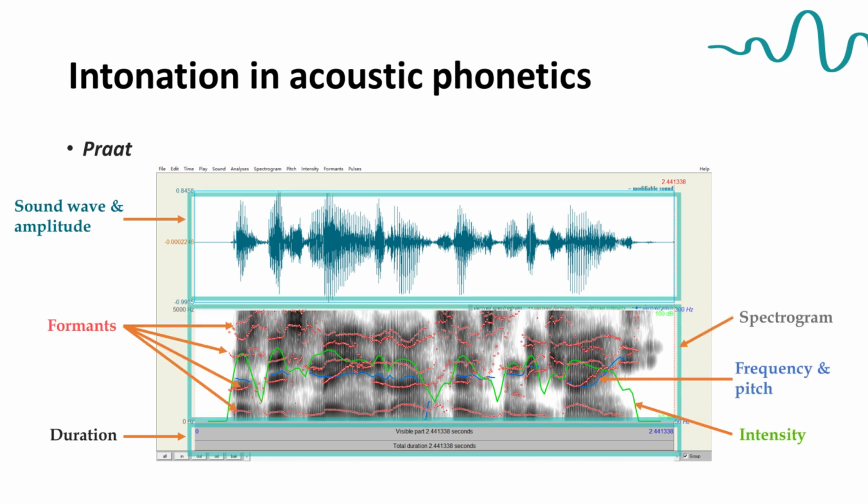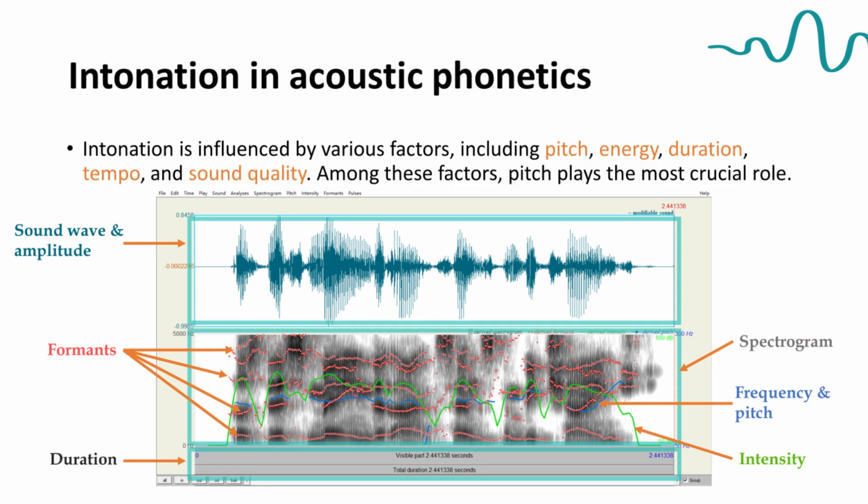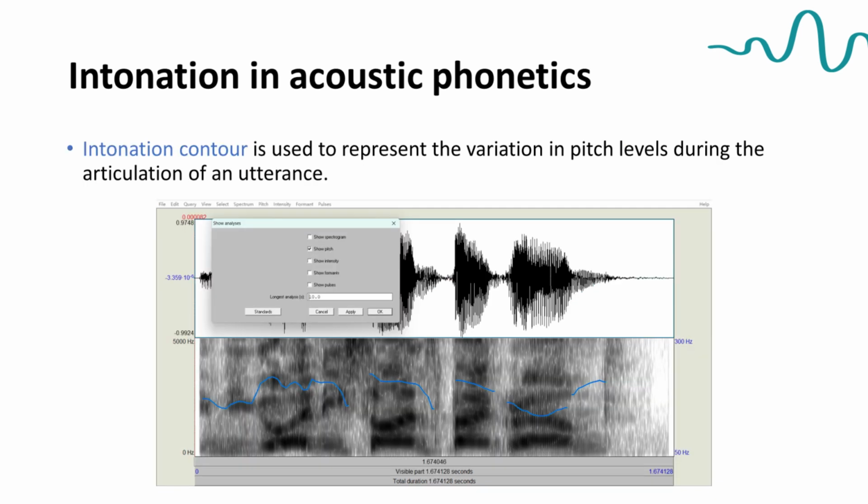In this video series, we only focus on how to visualize intonation. Intonation can be influenced by various factors, including pitch, energy, duration, tempo, and sound quality. Among these factors, pitch plays the most crucial role. Thus, we just pay attention to the pitch, as shown in this example. By observing the intonation contour, we can know the variation in pitch levels during the articulation of an utterance.